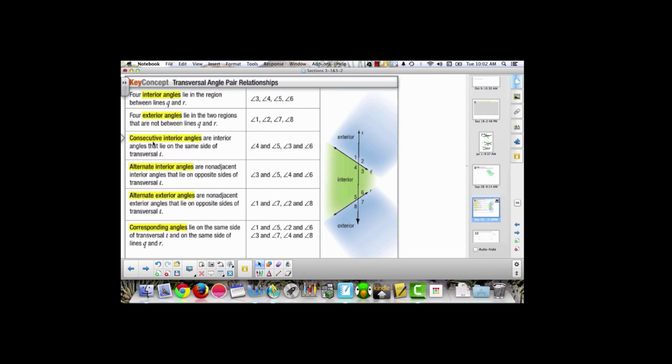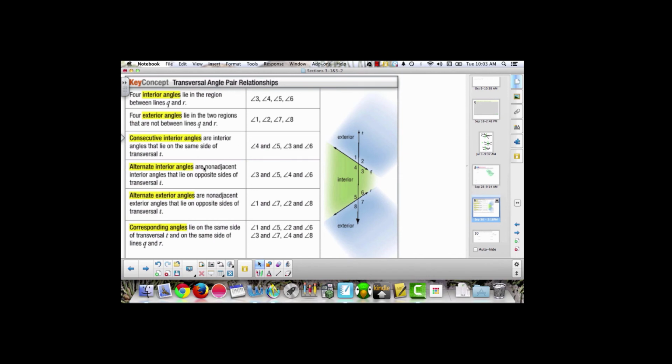So first we're going to talk about consecutive interior angles. Consecutive interior angles are in the interior part and are on the same side of the transversal. Angles 4 and 5 are in the interior of lines Q and R and are on the same side of transversal T, so they are a pair of consecutive interior angles. The same for angles 3 and 6.